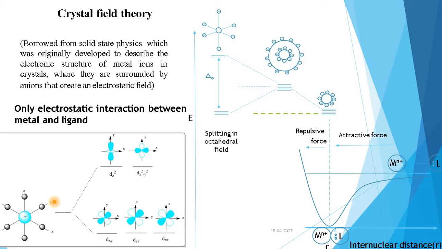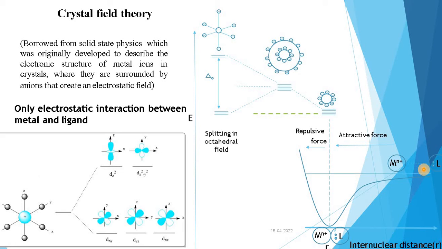But when the ligand approaches the metal, there is repulsion between the metal d orbitals, the metal d electrons, and the electrons of the ligand. Now when any bond formation happens, what happens? This is the metal ion, and this is your ligand. When they come closer, there is an attractive force, because they are differently charged. One is positively charged, another is negatively charged. That's why there is electrostatic attraction between them.